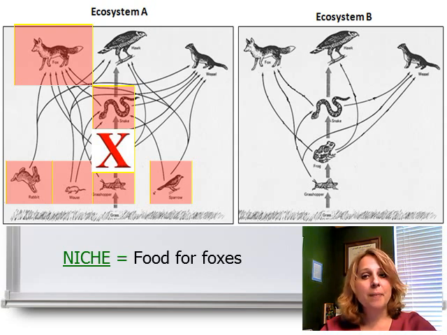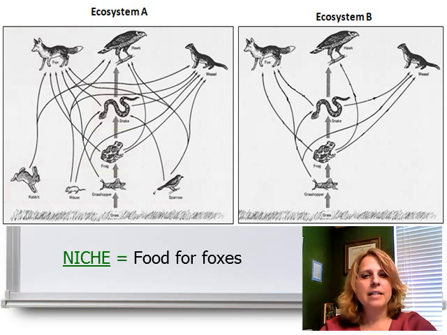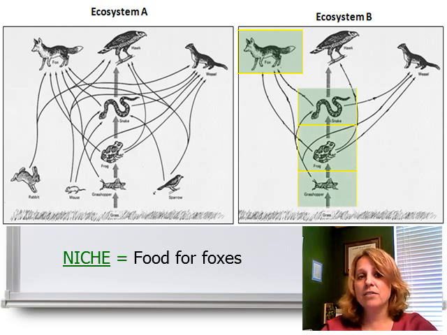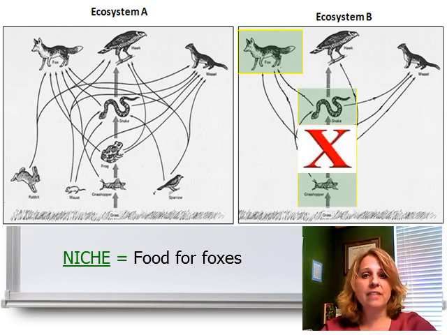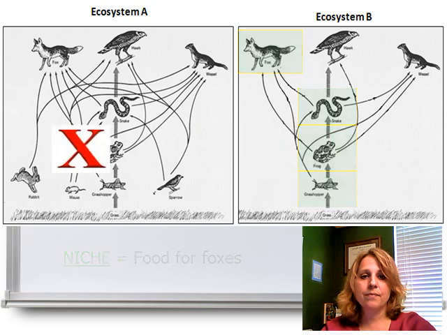A decrease in the population of frogs won't have much effect on the population of foxes because the fox has other options for feeding. Let's apply this same scenario to ecosystem B. In this ecosystem, the fox can only feed on snakes, frogs, and grasshoppers. There are fewer animals to fill the same niche or role as the frogs. A population decline in frogs due to habitat destruction will lead to a population decline in foxes in this environment.